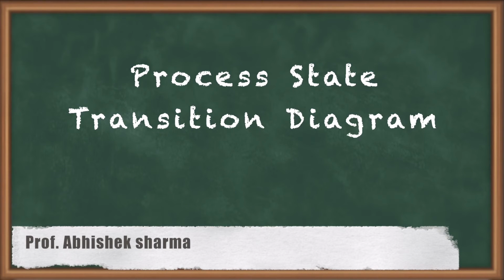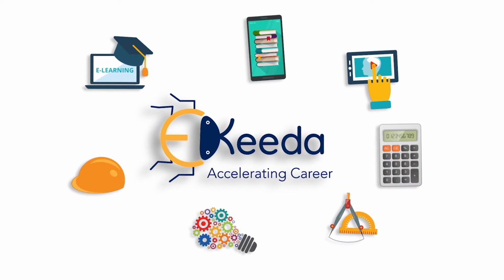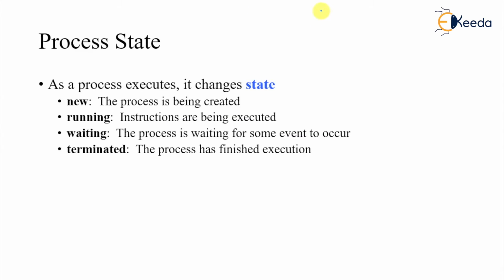Hello friends, in today's class we are going to talk about different states of the process and we are going to draw the process state transition diagram. Welcome here, we are talking about different states a process can have, and we have already seen in the last lecture that a process can be created and it can be destroyed or terminated, right?